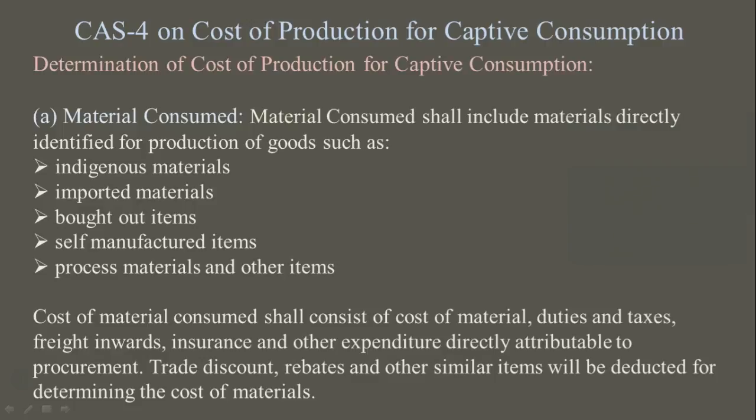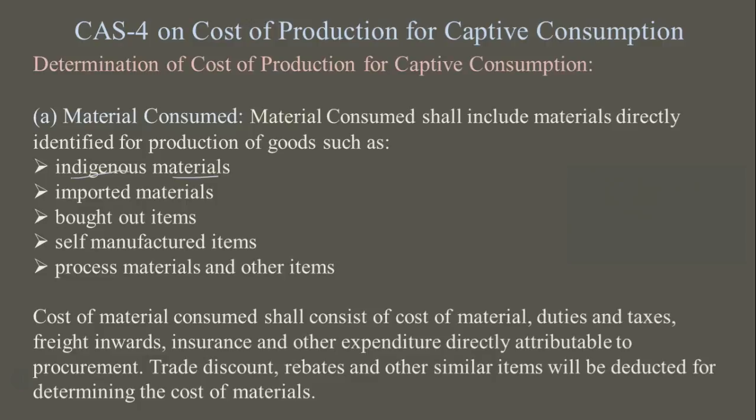So first thing we have is material consumed. Material consumed shall include material directly identified for production of goods. Those materials which we can directly identify for production of goods, we have to include, such as indigenous materials. First of all, indigenous means which are purchased from our own country. Those are indigenous materials. Then imported materials also should be part of material consumed.